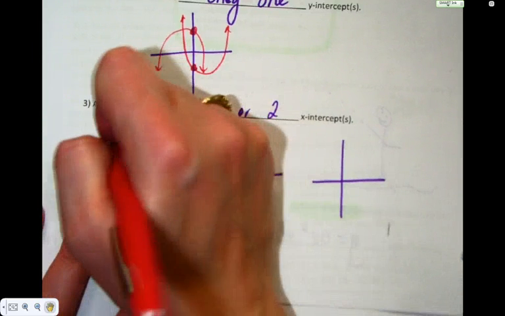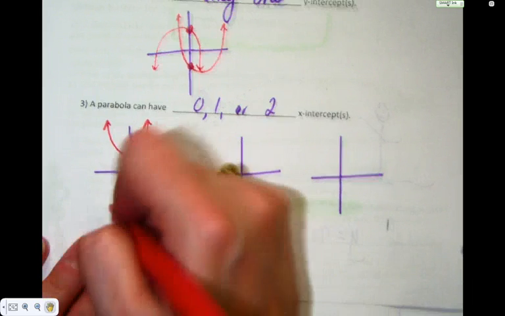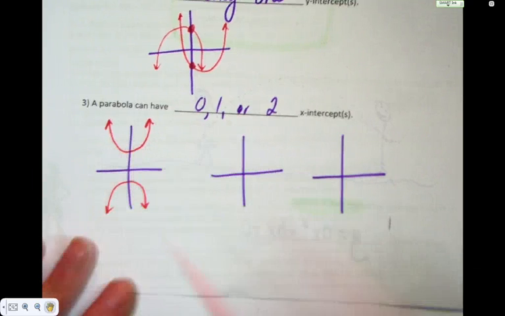So here's an up parabola that has no x-intercepts. Does it have to have a y? It will always have one y. Here's a down parabola that has no x-intercepts.